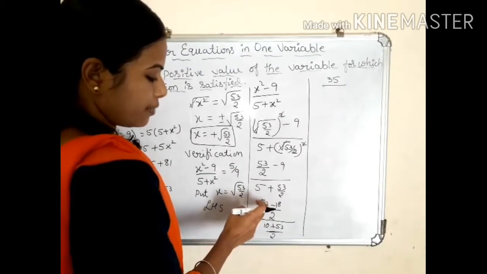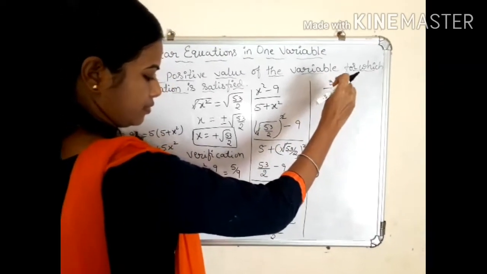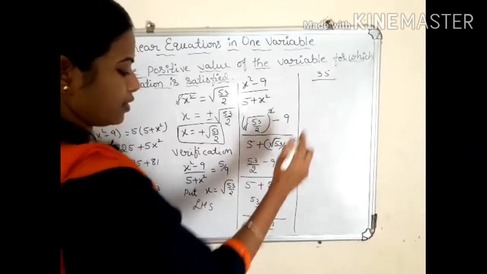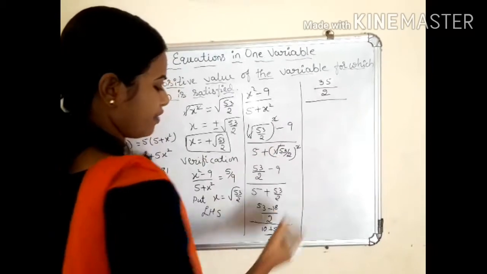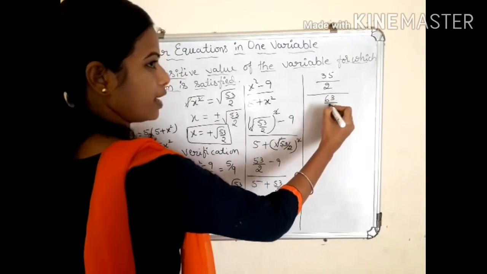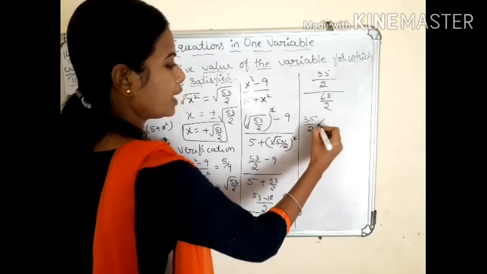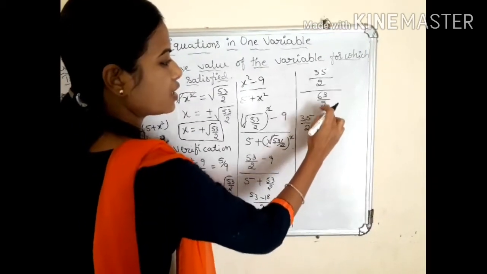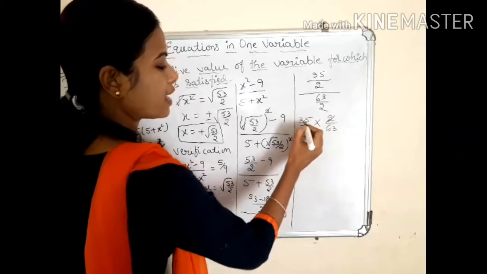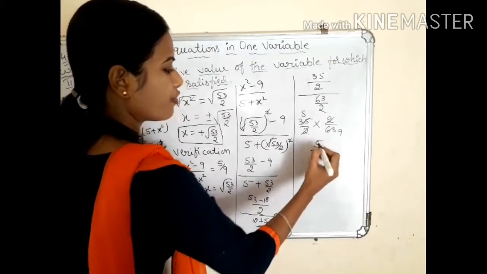53 minus 18, we will get 35, divided by 2. Whole divided by 10 plus 53, which is 63, divided by 2. So 35/2 divided by 63/2: division changes into multiplication, write 63/2 as its reciprocal, 2/63. The 2s get cancelled; 7 fives are 35, 7 nines are 63, so we get 5/9.